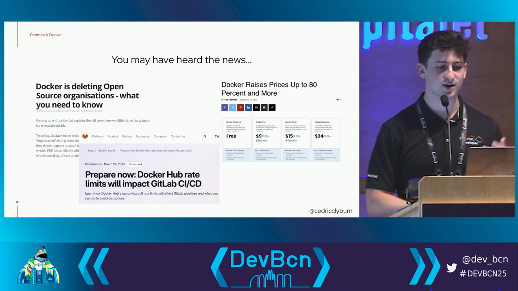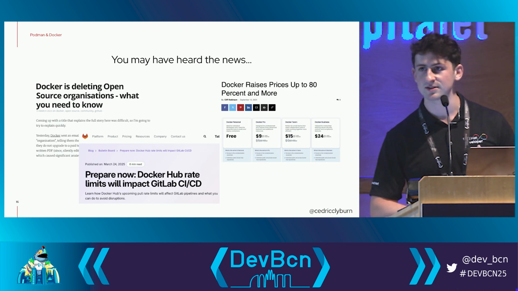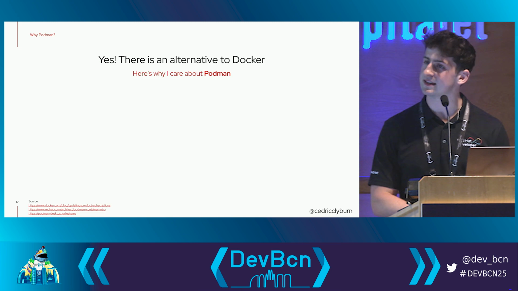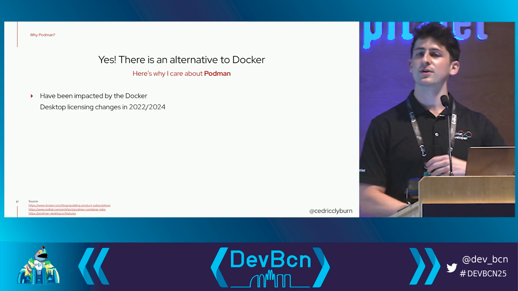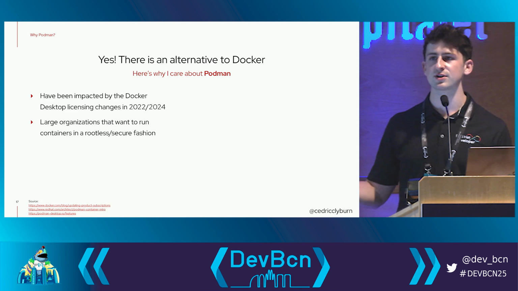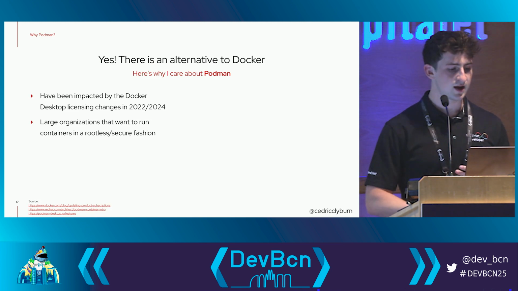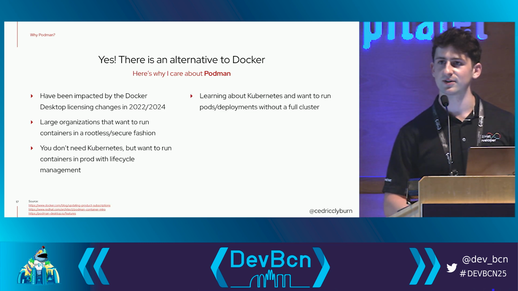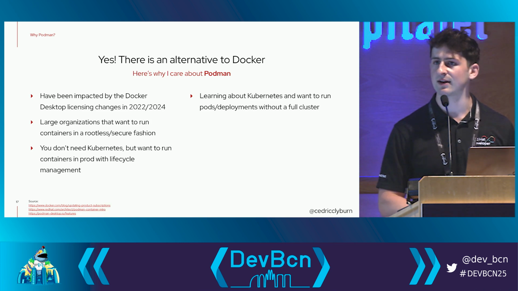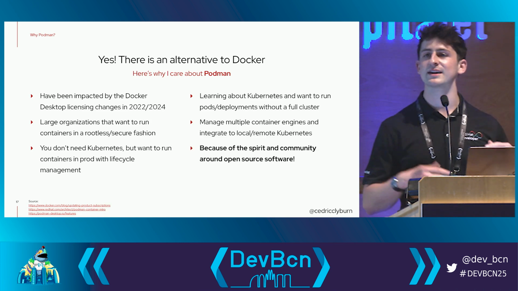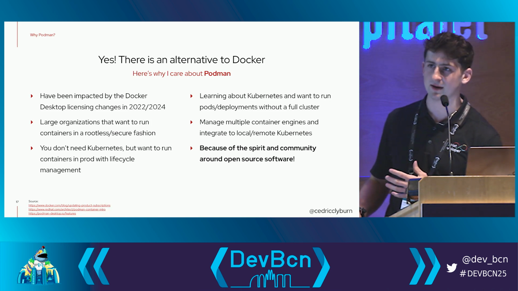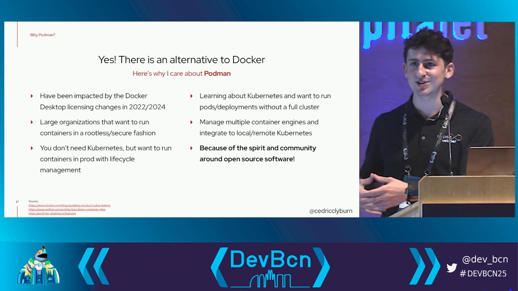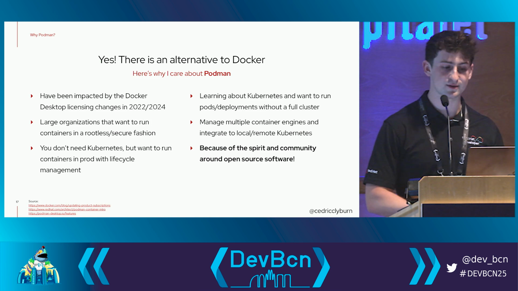People are asking, hey, is there an alternative to using Docker as a command tool for containers? And there is, yes, and it's called Podman. Maybe you were impacted by those licensing changes, or you're in a large organization that can't run containers as root. Or perhaps you don't need full Kubernetes, but you want to run containers in production. Or maybe you do want to learn about Kubernetes and want to run these without having a cluster set up. There are a lot of other advantages, but a reason I really care about Podman and Podman Desktop is having an open source tool so that all of us in this room can create issues and PRs and add new features to something that we use every day.